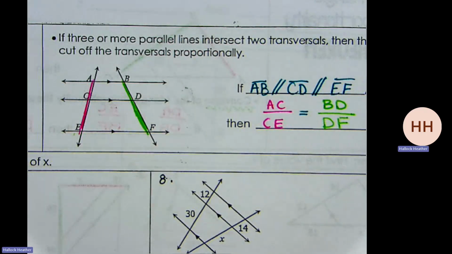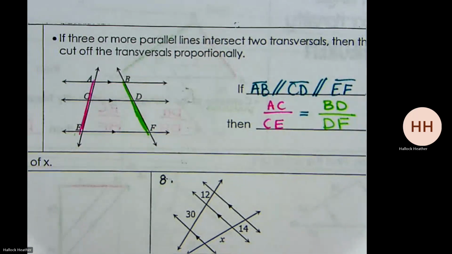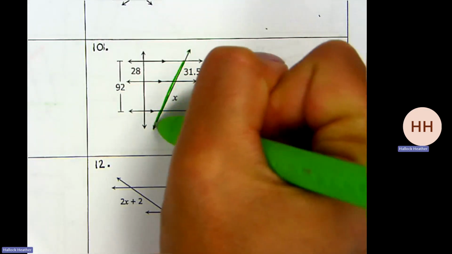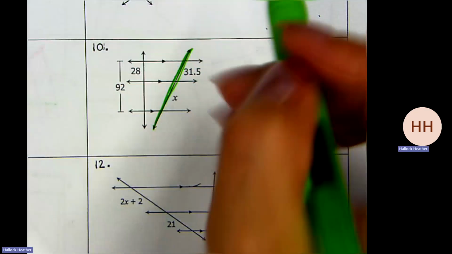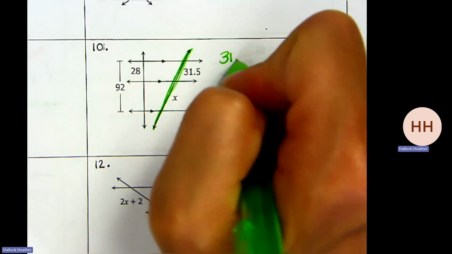So let's go to number 10. I'm going to do the same thing. I'm just going to pick one side to start, and that's going to determine how I have to write the other fraction. These pictures look a little crazy. So if I jump down to number 10, I'm just going to pick this side, it doesn't matter. I'm going to say that I want 31.5 first.